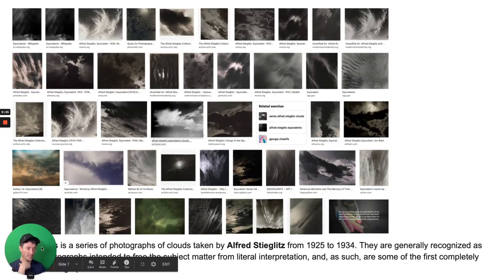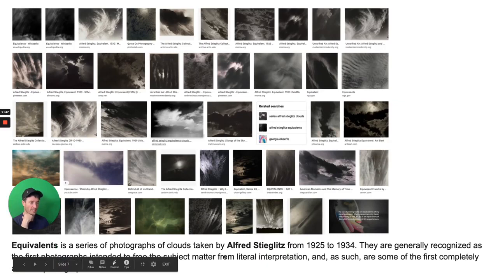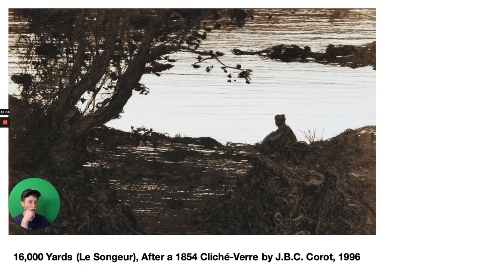I don't know if I can move this. Yeah, I can. Good. So right here I wrote, Equivalence is a series of photographs of clouds taken by Alfred Stieglitz from 1925 to 1934. They are generally recognized as the first photographs intended to free the subject matter from literal interpretation, and as such are some of the first completely abstract photographic works of art. So you can see his, again, play on representation.